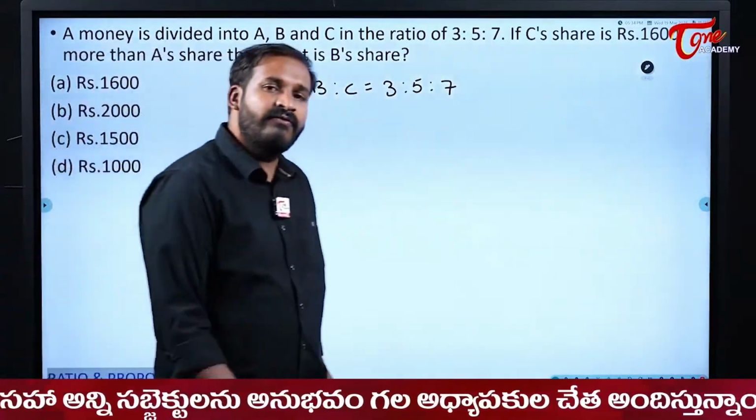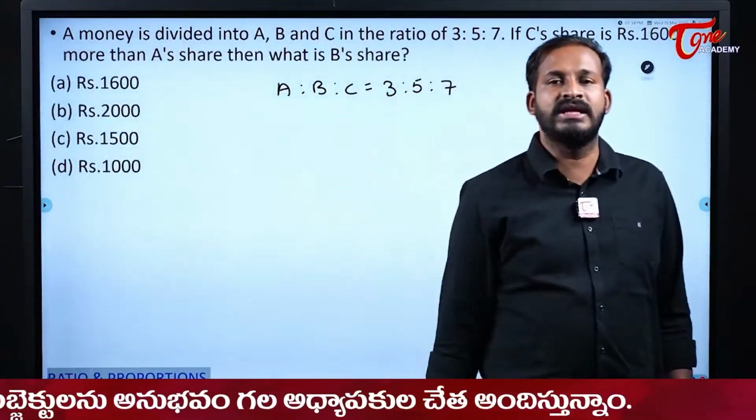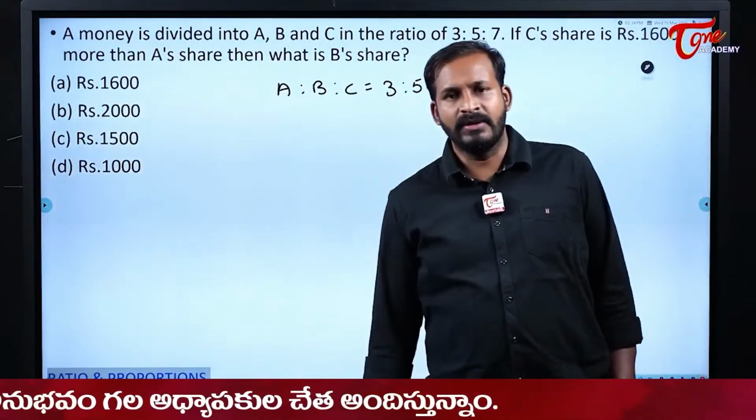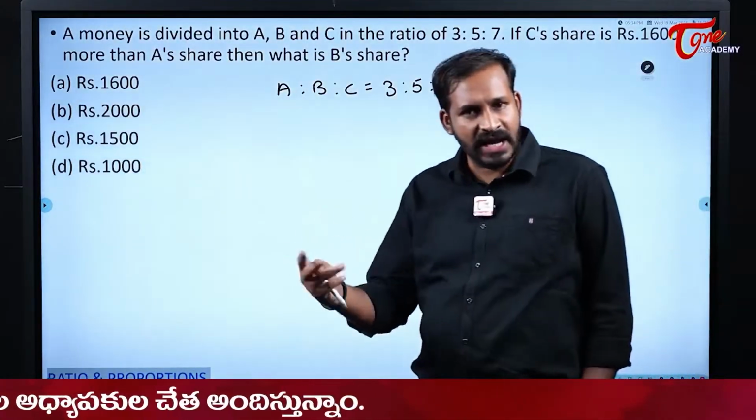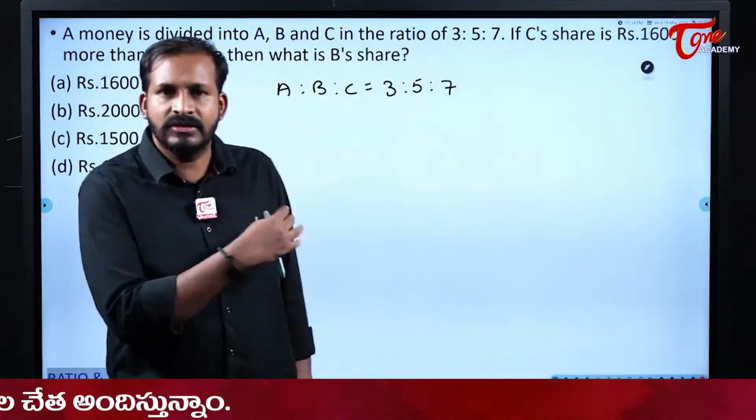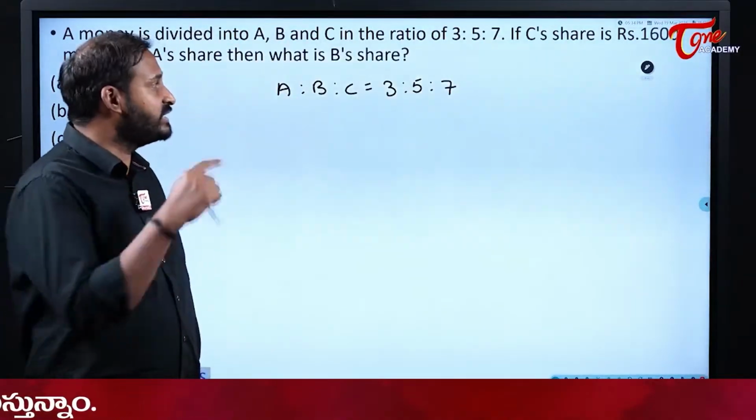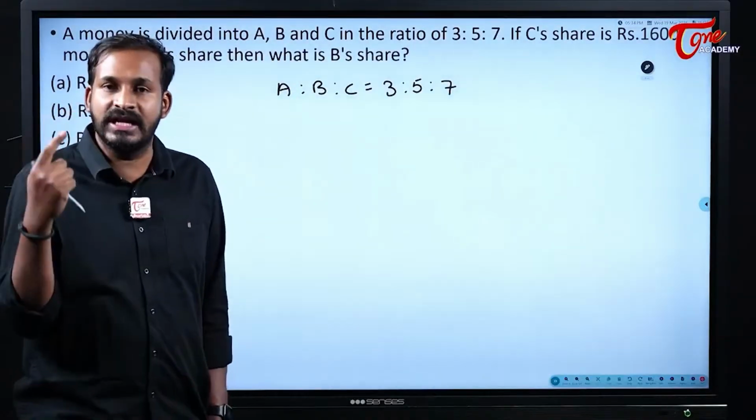See students, the difference in ratios will be equal to the difference in their values. Okay, why? Because how do we write these ratios? Based on the values only, right? Based on values only we are going to write this ratio. So the difference in ratios will be equal to the difference in their values.